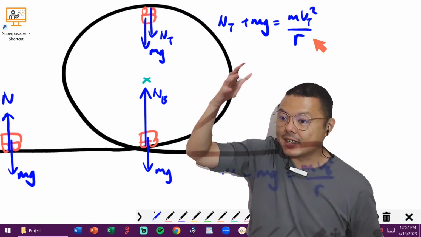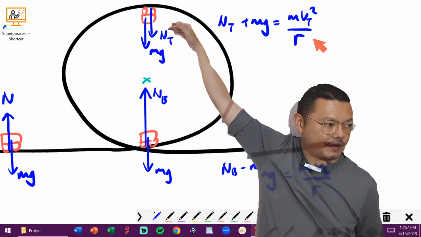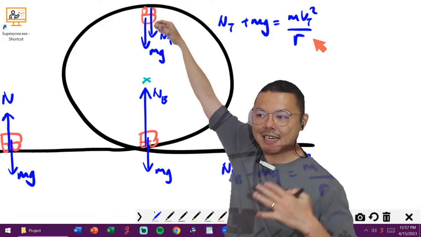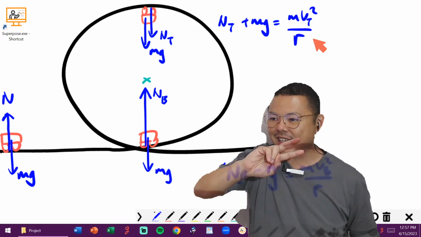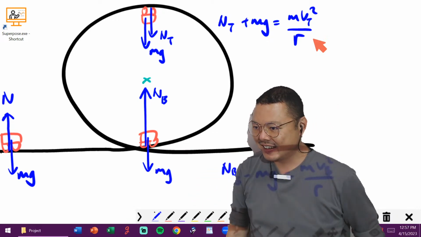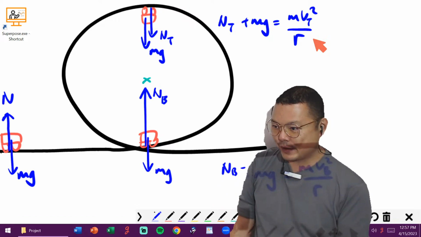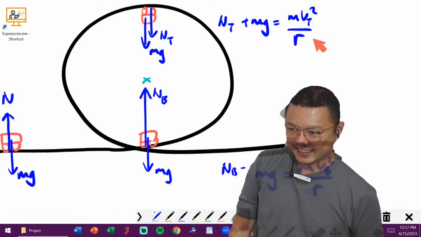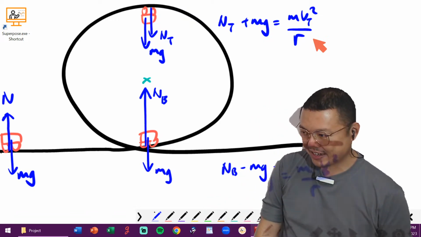So if it meets the minimum speed, if it does have the minimum speed here, then what will happen to the car? The car will keep in contact. What's the fine line between losing contact and keeping in contact? Having a contact force. Now, if your contact force is not 0, that means you are still in contact.